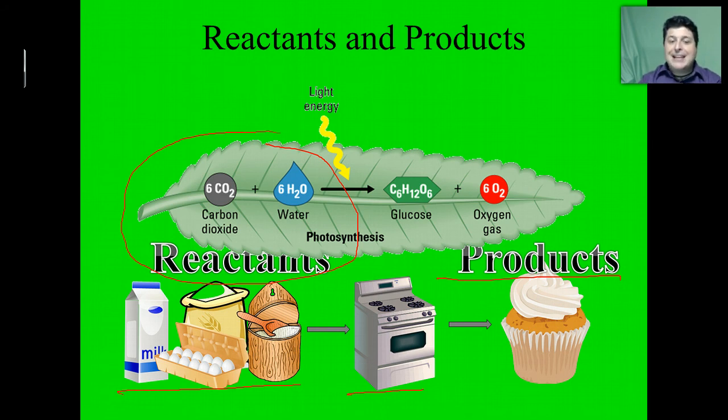So what goes in has to come out. That's why our equation is balanced. It has these coefficients which allow us to show that what is going in is also coming out, because matter can't be created or destroyed.